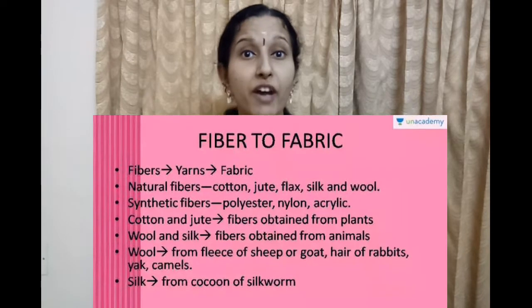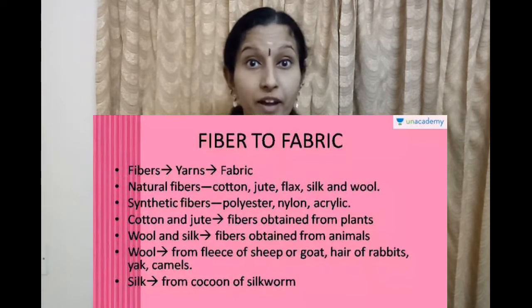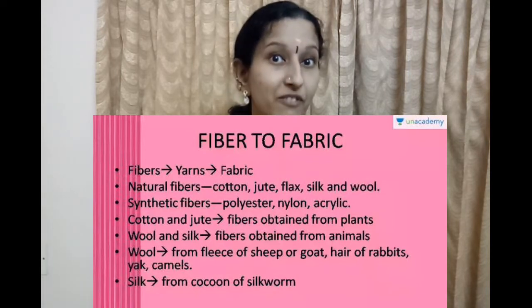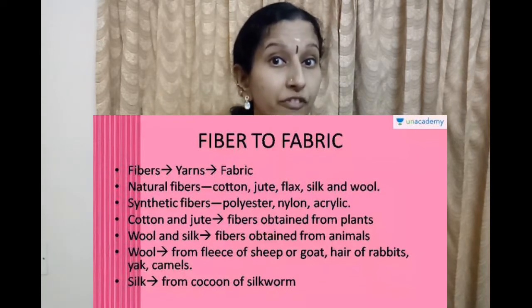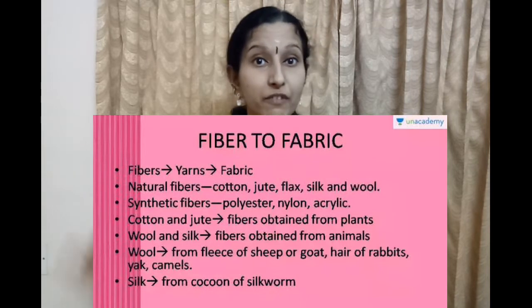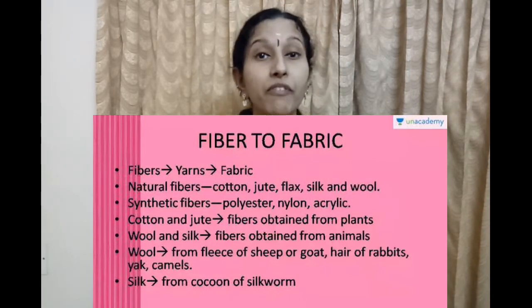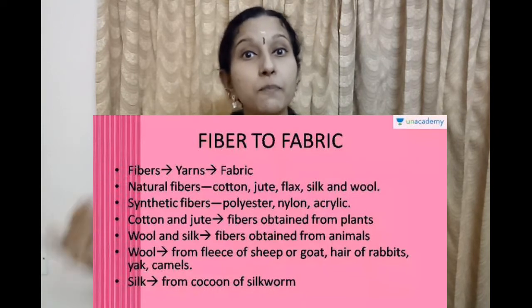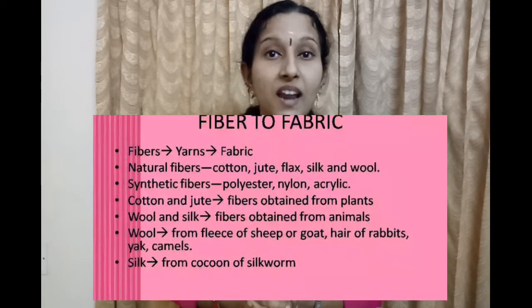So fabrics are obtained from threads, and threads are again divided into fibers. Fibers are of two types: natural and artificial. Natural fibers are again divided into plant fibers and animal fibers, and artificial fibers are prepared in the laboratory. That's all about today's class.